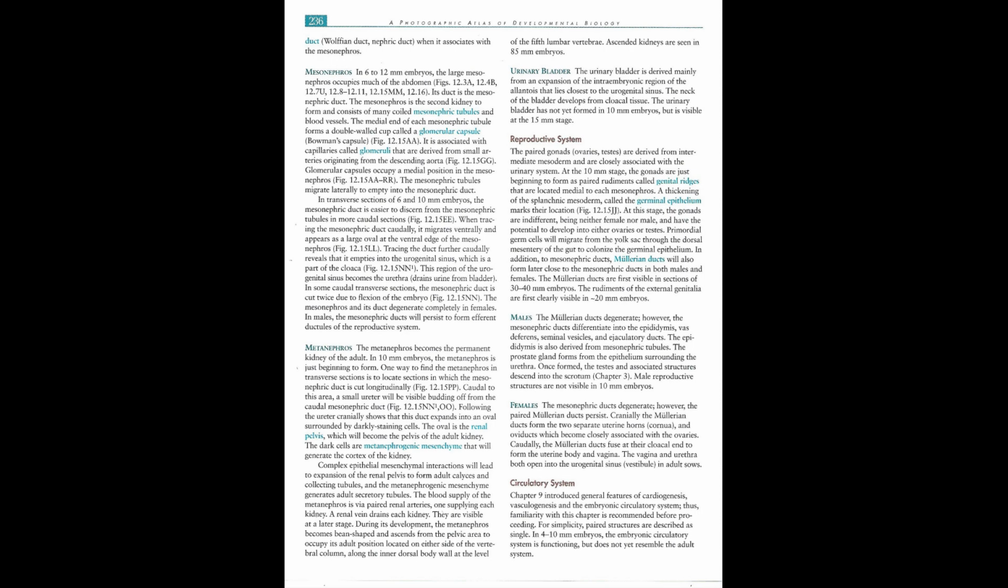The Müllerian ducts are first visible in sections of 30 to 40 mm embryos. The rudiments of the external genitalia are first clearly visible in ~20 mm embryos.